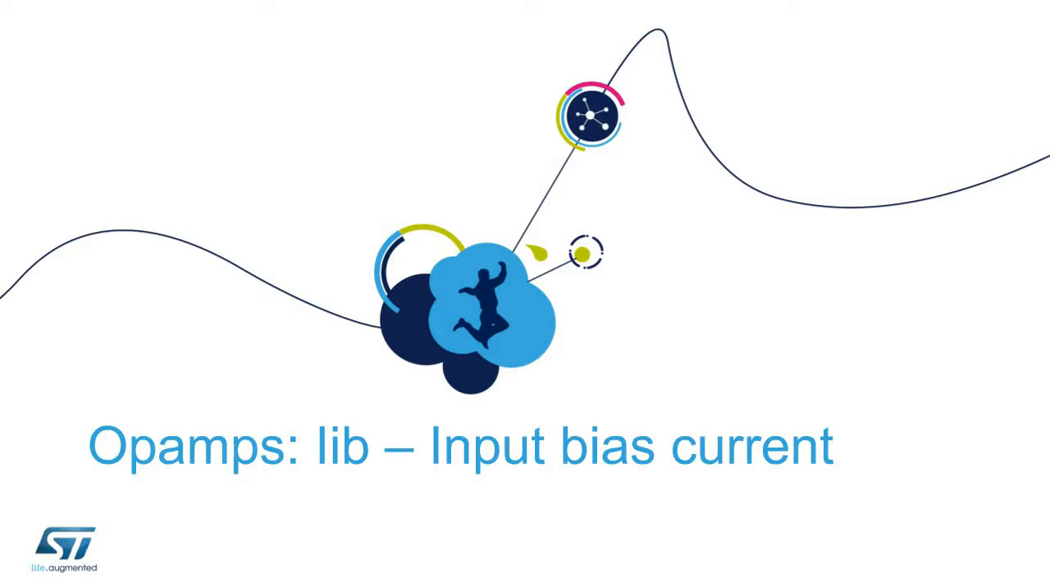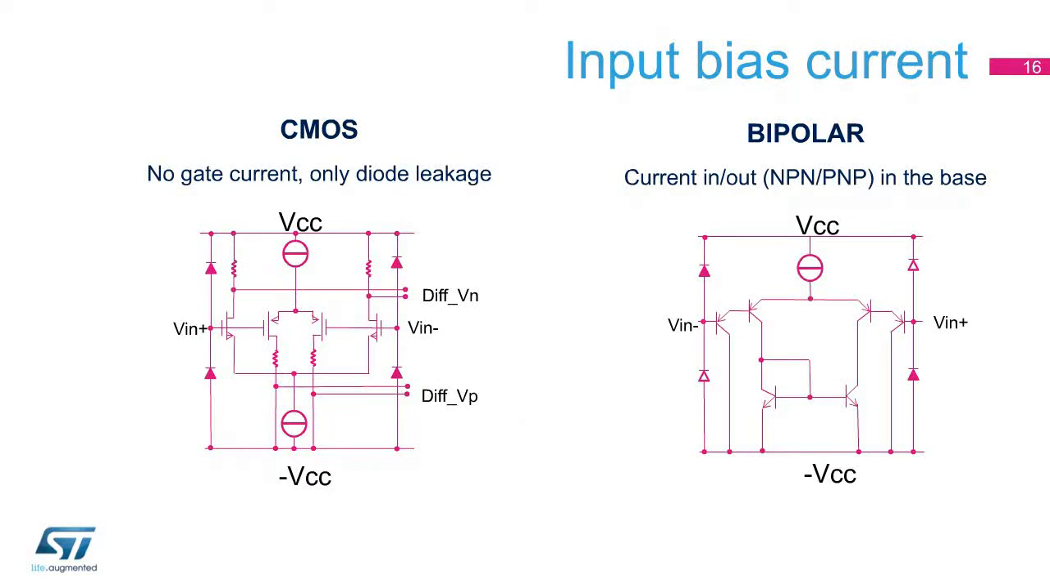Op-amps, IIB, input bias current slide. In addition to errors in the voltage domain, for example voltage offset or VIO and input voltage noise density or EN, current domain errors such as the input current IIN are also important sources of error, especially for high source impedances greater than 100 kiloohms.